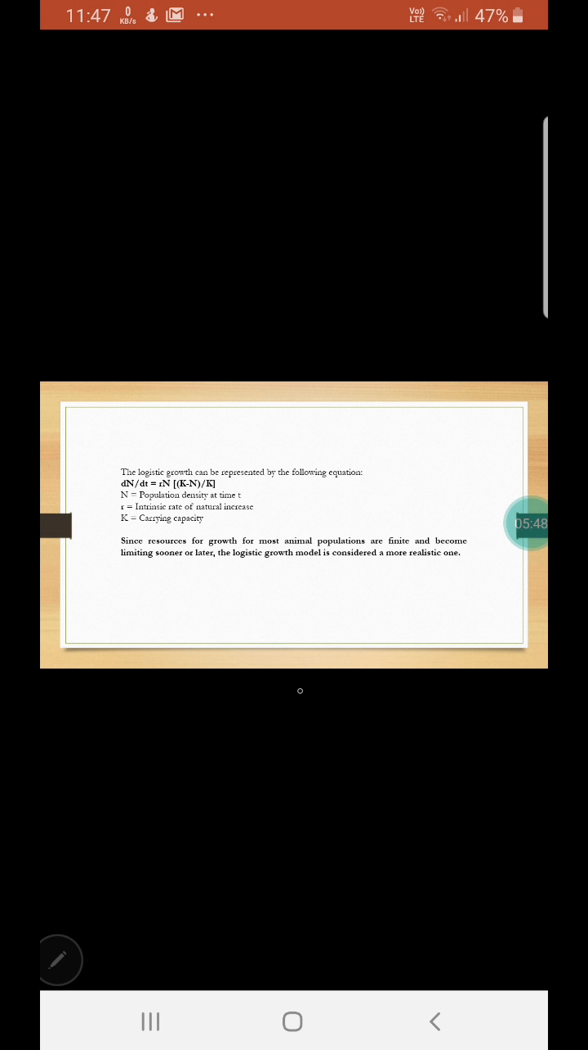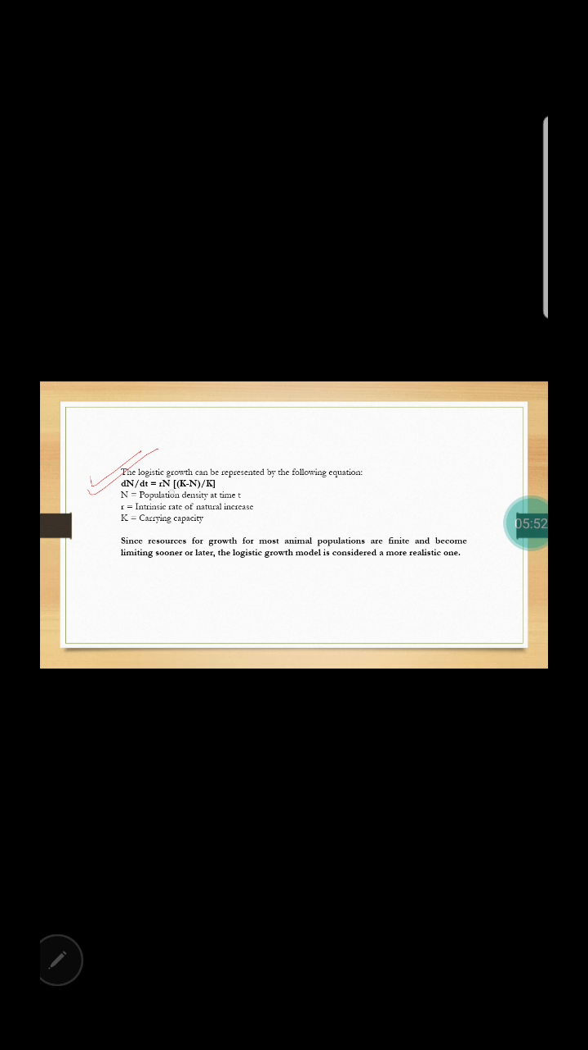Now, if we look at the equation, it comes out to be dN by dt is equal to rN times (K minus N) divided by K. Here N is the population density at time t, small r is the same intrinsic rate of natural increase, that is b minus d, and capital K is the carrying capacity. Since most animal populations are finite and the resources will sooner or later become limited, this logistic growth model is considered a more realistic growth model.